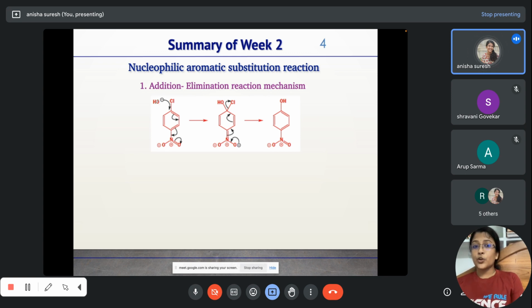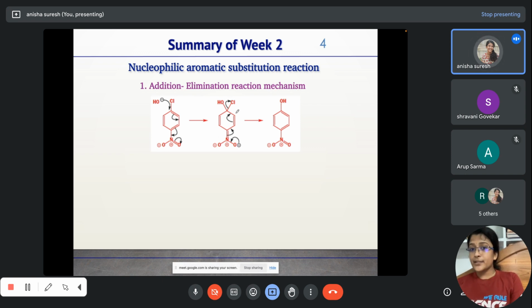So this alcohol, OH minus, will add at the ipso position of the chlorine. Ipso position means the same carbon as that of the chlorine. This double bond will break and delocalize into this position. Then this double bond will break and delocalize into this position. Then the N double bond will break and give a negative charge on this oxygen. So now an intermediate has formed.